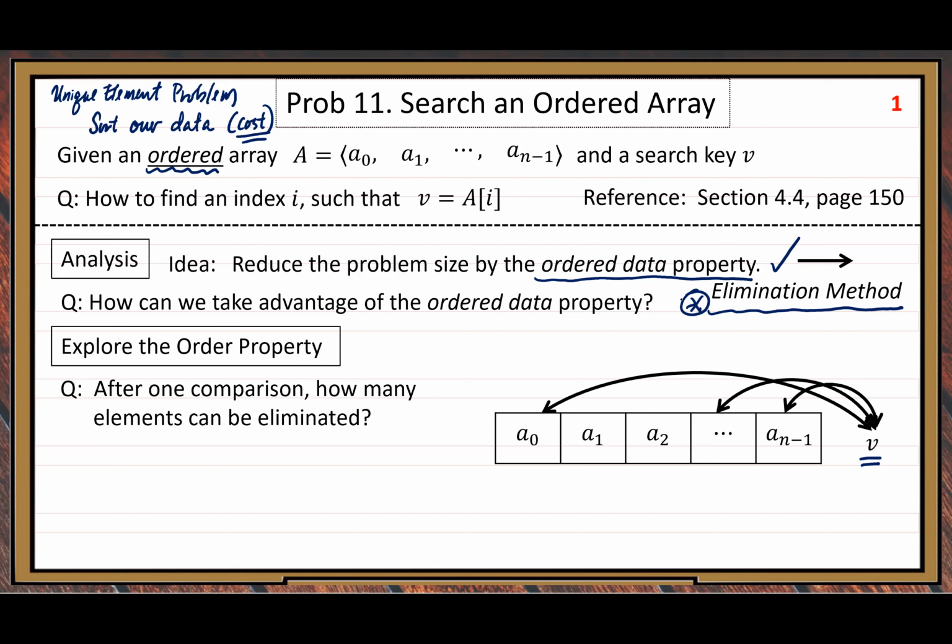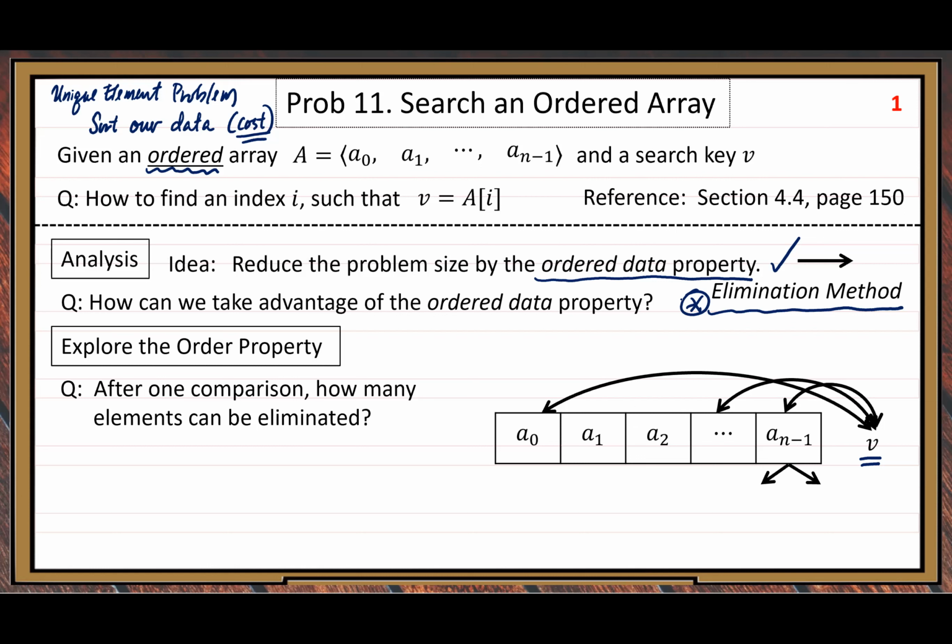Now another question. After one comparison, how many elements can be eliminated? Here, we just look at one comparison. That's enough, because we just use one typical comparison as the representative. And we want to see what is the best way to eliminate the maximum number of elements in one comparison, in one step. Let us get into the details in the comparison.